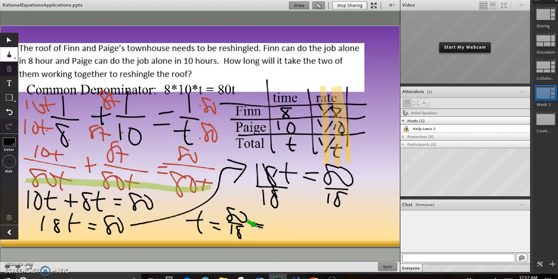If we divide by 2, we get 40/9. So we could say it takes 40/9 hours. That means nothing to us. I want to know the time, like an hour and so many minutes. 80 divided by 18 gives 4 hours.